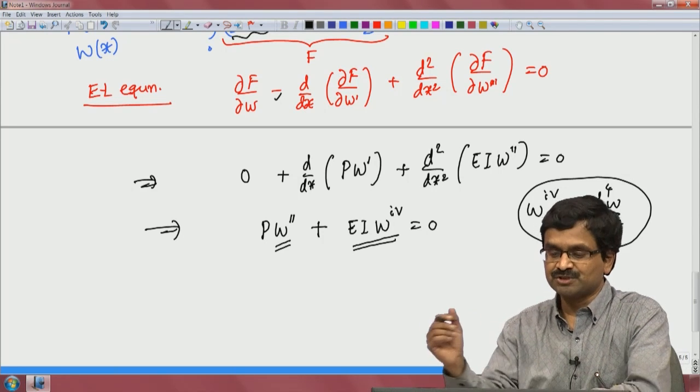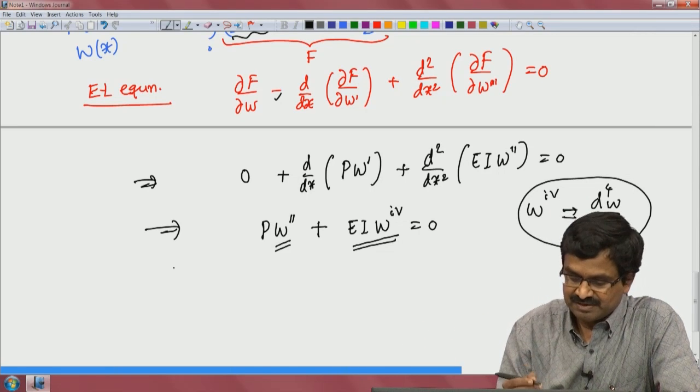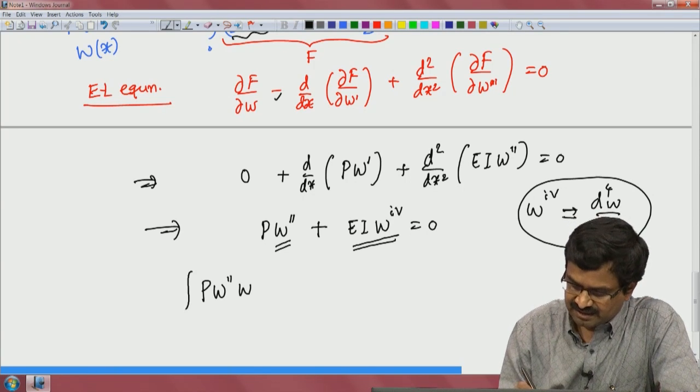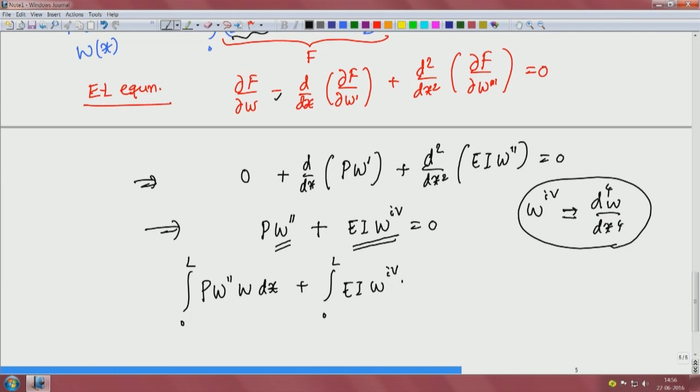So, you can write the Rayleigh quotient for it. Okay. So, for that, what do we do from our previous lecture? We multiply W double prime with W and integrate from 0 to L dx. Similarly, we do it for the other one, E I W fourth derivative times W dx, which will be equal to 0. All we have done is multiplied by W and integrated, that is all. If it is 0 here, it will be 0 there.